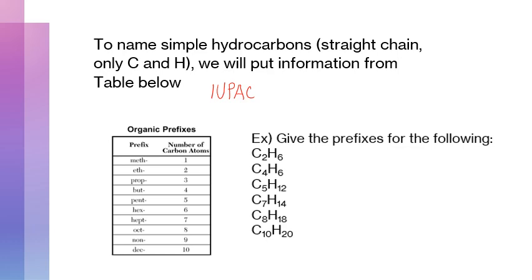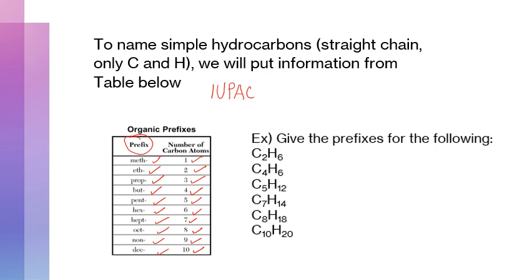There are certain rules by IUPAC, so we have to follow those rules. The first rule is we have to use the prefix given by IUPAC. If there is only one carbon, we use the prefix meth. If there are two carbon atoms, the prefix eth. 3 prop, 4 but, 5 pent, 6 hex, 7 hept, 8 oct, 9 non, 10 dec.